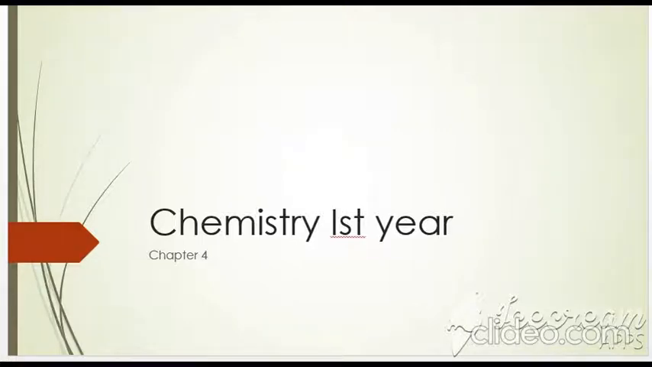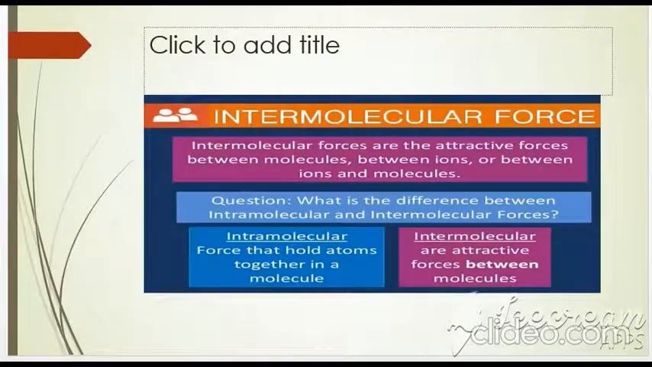Today we are going to start a new chapter, chapter number 4, that is liquids. We have already explained the properties of gases, solids and liquids. Now come to chapter 4, where there is a type of forces present between the molecules.